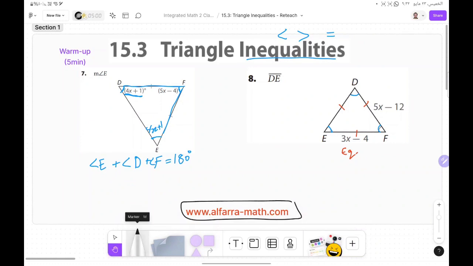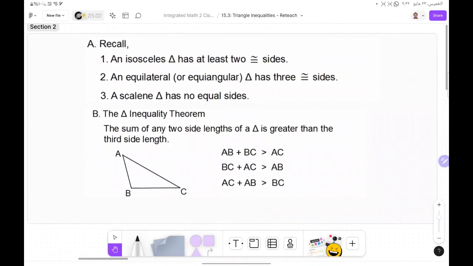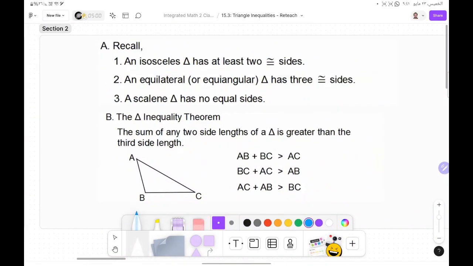Now let's start with 15.3 triangle inequality. Let's recall some of the parts of the triangle. The first thing we have here is an isosceles triangle. An isosceles triangle has at least two congruent sides.